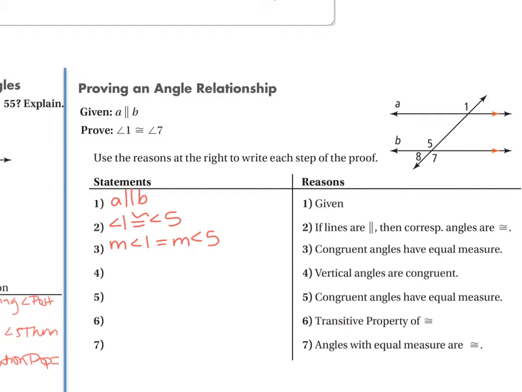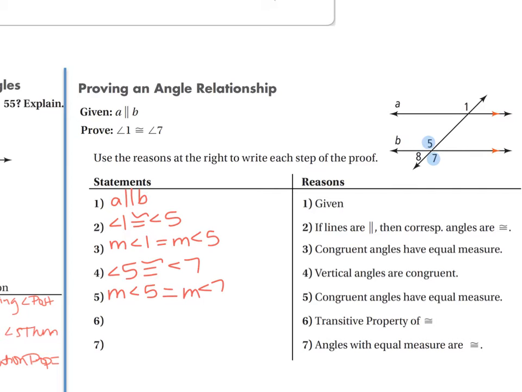Step 4, vertical angles are congruent. There's only one set of vertical angles listed, and that would be 5 and 7. So we're going to say angle 5 is congruent to angle 7. Next step, step 5, congruent angles have equal measure. So that's just like step 3. So we're going to say the measure of angle 5 equals the measure of angle 7.